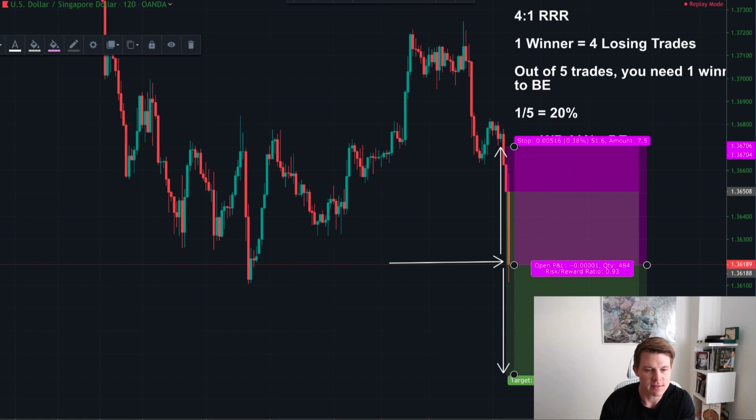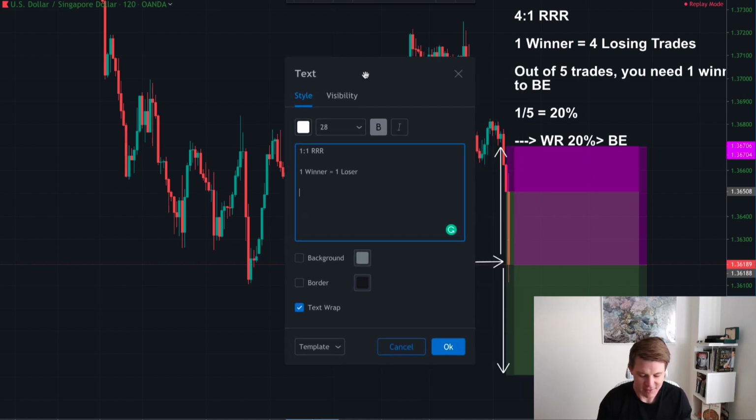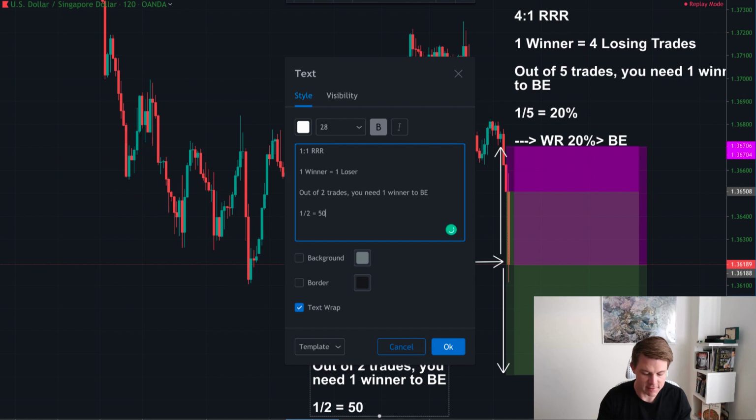So for the sake of this argument and for the sake of math, let's say we have a 1-to-1 reward to risk ratio. So 1 winner equals 1 loser. That's a very, very different outlook, obviously. So out of 2 trades, you need 1 winner to break even. So 1 out of 2 equals, you guessed it, 50%. And now you need a 50% win rate to break even.